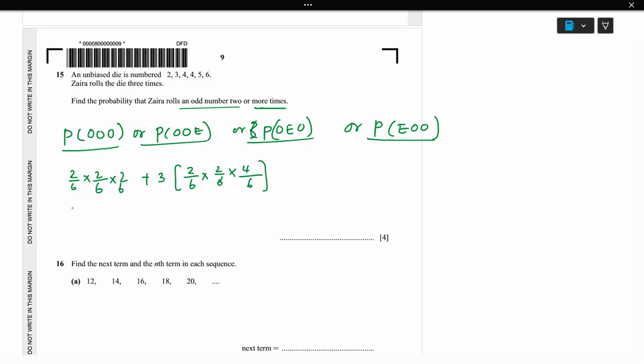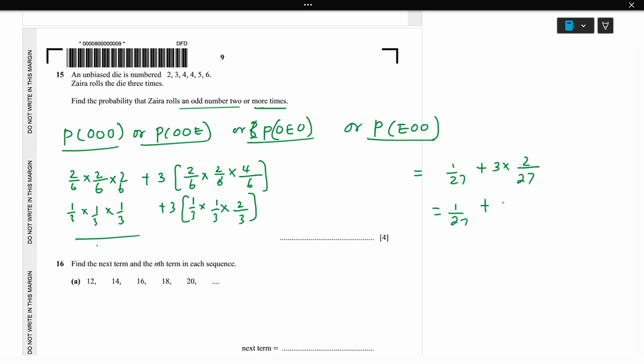So when we simplify 2 by 6, we get 1 by 3. 1 by 3 times 1 by 3 times 1 by 3, plus 3 times, here what you will get, 1 by 3 times 1 by 3 times 2 by 3. So when you multiply, the first is 1 by 27, plus 3 times 2 by 27, which is 1 by 27 plus 6 by 27, which is 7 by 27. The answer is 7 by 27.